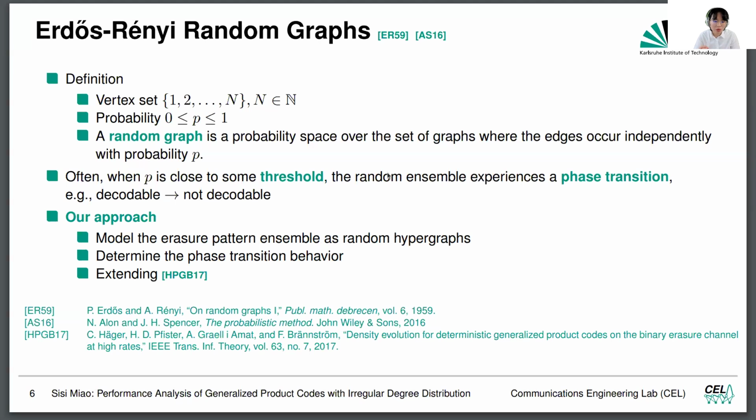We want to model the erasure patterns as random graphs, and then we determine this phase transition behavior. And we want to mention that this is an extension of the work by Jäkel et al. The difference is that they only consider the regular VN degree 2 case, where they don't consider hypergraphs, but just graphs. And in our case, we want to allow arbitrary degree distribution, which is the contribution of this work.